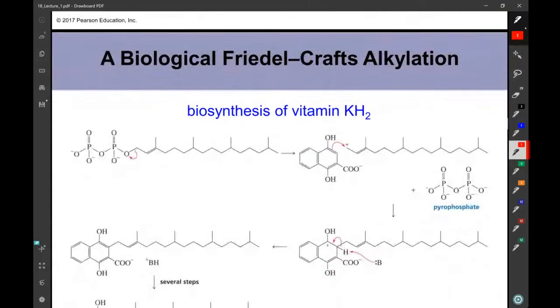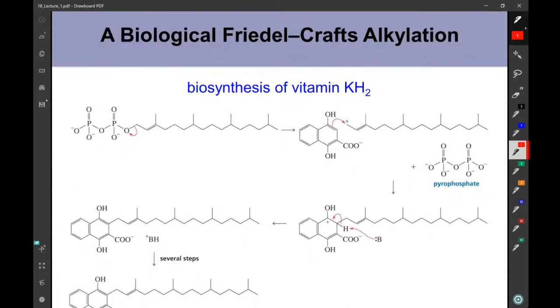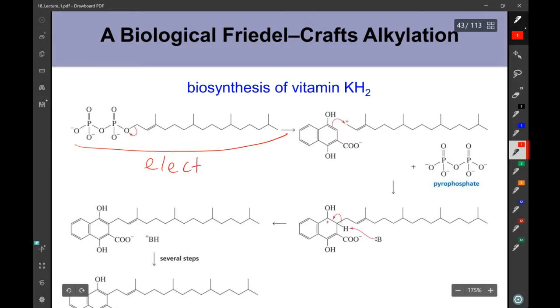Now, the Friedel-Crafts alkylation is very, very important, especially in biological systems. These are just uses of a Friedel-Crafts reaction. It is used in the biosynthesis of vitamin K, basically. And over here in this Friedel-Crafts reaction, this is our electrophile here. Guys, no matter how complex a structure is, the most important thing for you is to be able to identify the components of the structure.